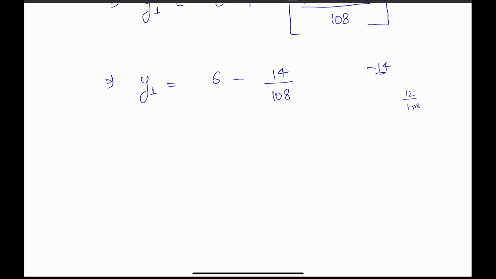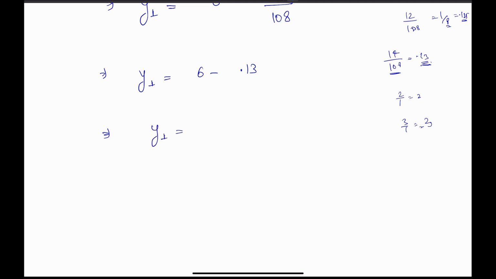If we take some approximation, 12 by 108 is 1 by 9, but 14 by 108 will be about 0.13. Just like 2 by 1 is 2, but 3 by 1 will be more than 2, that is 3. So a similar kind of concept is being used here. So y1 equal to 6 minus 0.13.